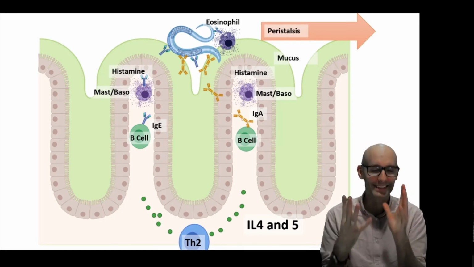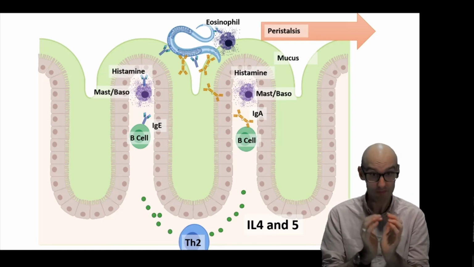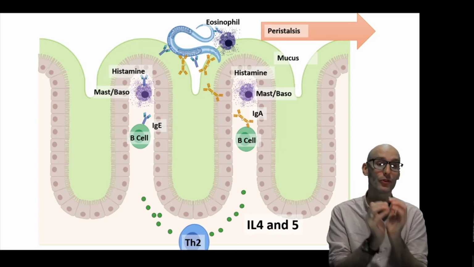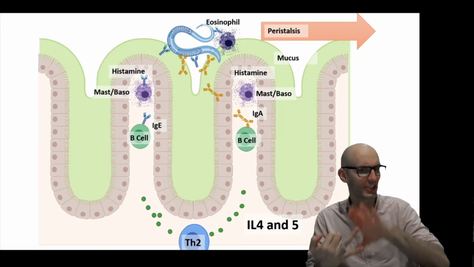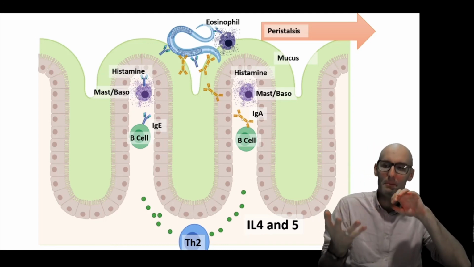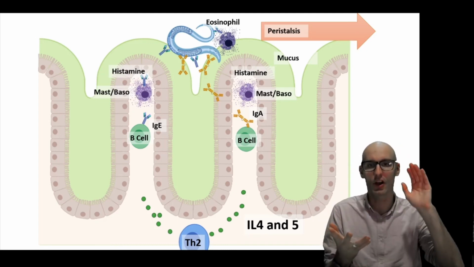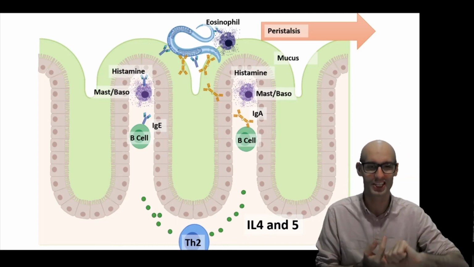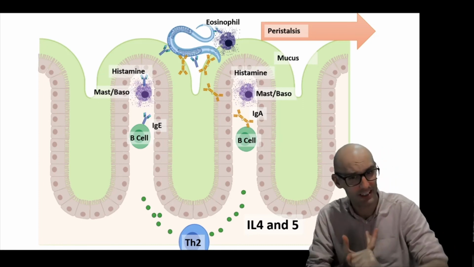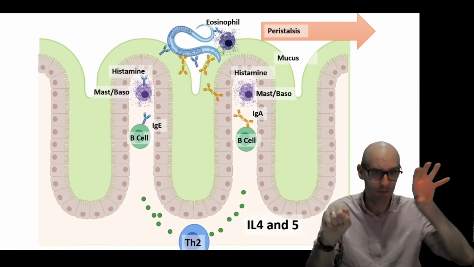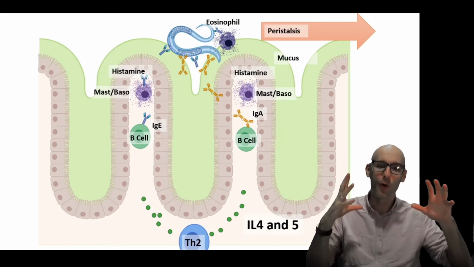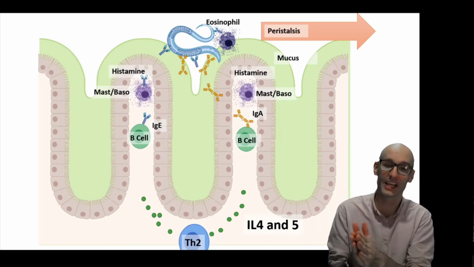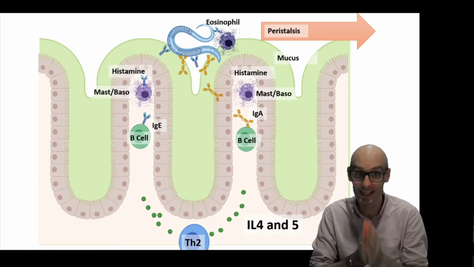We've got eosinophils responding to the IgE antibody through the Fc receptor, so they are now pumping out cytotoxic and neurotoxic compounds. And then the mucus and the cytotoxic and neurotoxic compounds, as well as the antibodies which are coating the parasite, as well as the peristalsis, which is helping flush the pathogen out of the intestine, all end up killing or flushing out that parasite from your intestine.